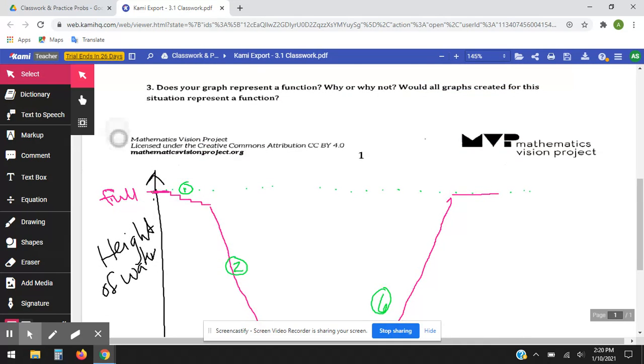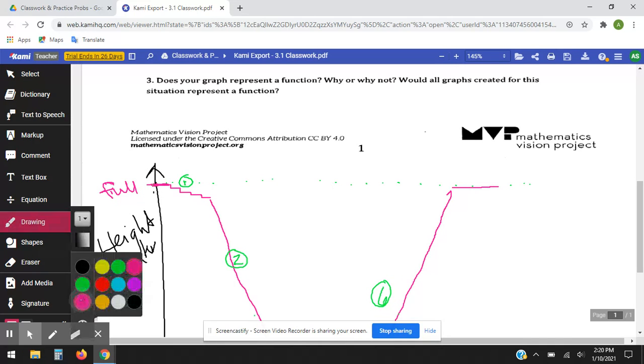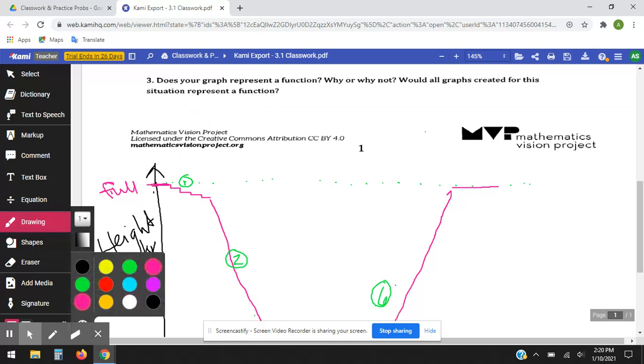All right, so that's kind of our situation. Does your graph represent a function? Why or why not? Well, what does function mean? Function means, can I do my horizontal test? Is there only one y point for every x? Yeah, the height. Here we go. Yes.